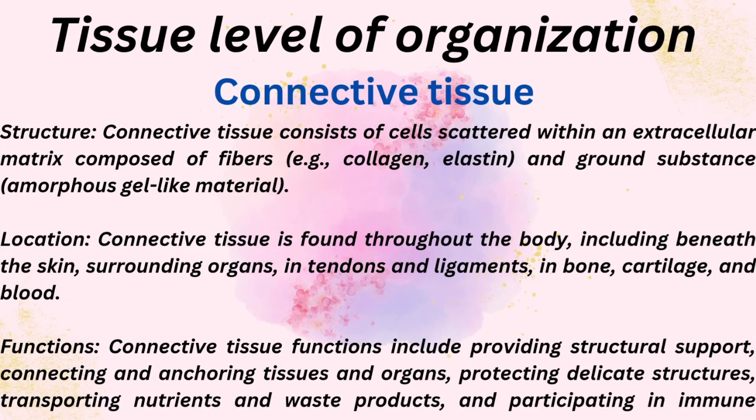Structure, location, and function of connective tissue are: structure: connective tissue consists of cells scattered within an extracellular matrix composed of fibers, example collagen, elastin, and ground substance, amorphous gel-like material.